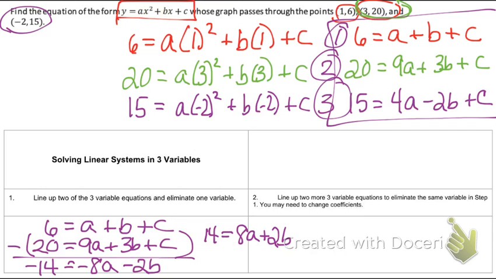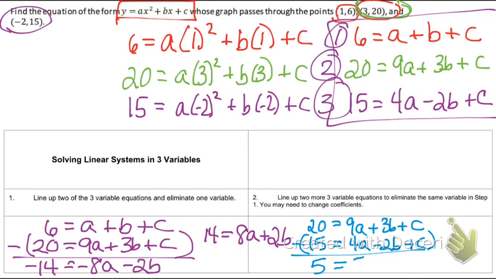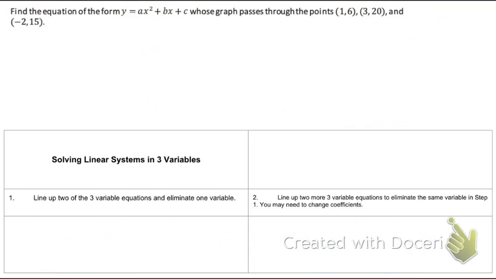Now I'm going to do equation 2 on top of equation 3. I'm going to use a different color for that. So 20 equals 9a plus 3b plus c over 15 equals 4a minus 2b plus c. I'm going to subtract. I get 5 equals 5a. 3b minus negative 2b is plus 5b, and my c's are gone. So those are my two variable equations I have so far.